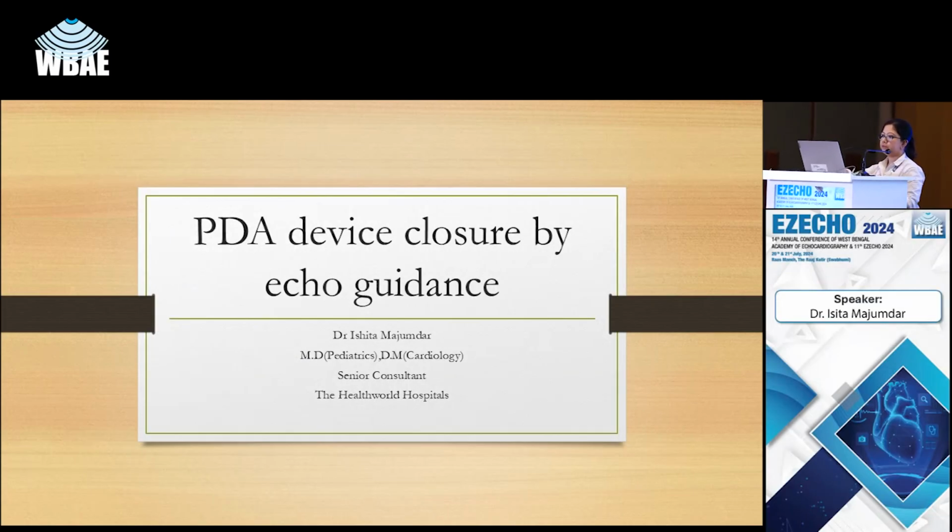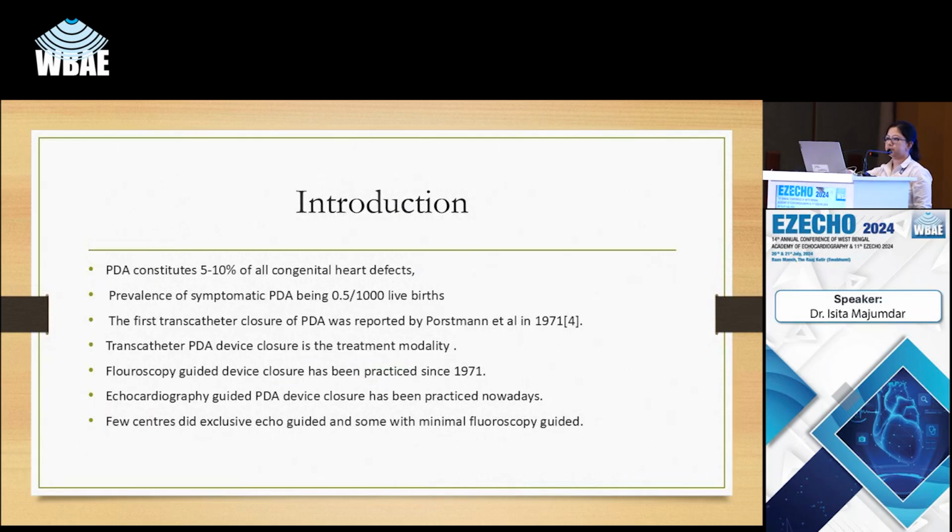So today I'm going to talk about PDA device closure by echo guidance. PDA constitutes around 5 to 10% of all congenital heart defects. Prevalence of symptomatic PDA is 0.5 per thousand live births. The first transcatheter closure of PDA was reported by Porstmann et al. in 1971, and from that time onwards it has been used practically every time.